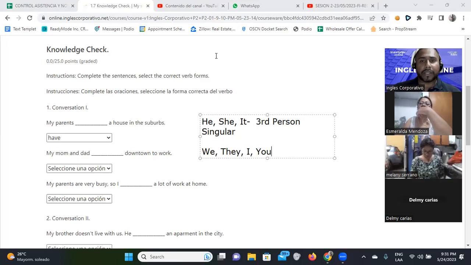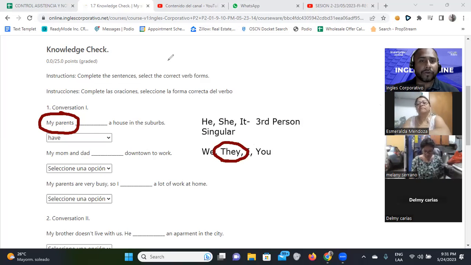So, en el caso de, por ejemplo, my parents, mis padres, ¿cuál pronombre podría ser reemplazado? Ellos. They. Ok, so si aquí yo pongo they have, ahí sería they have. ¿Por qué? Porque es plural. So, lo mismo con el sujeto plural. My parents es un sujeto plural. So, plural. Vamos a usar el have.